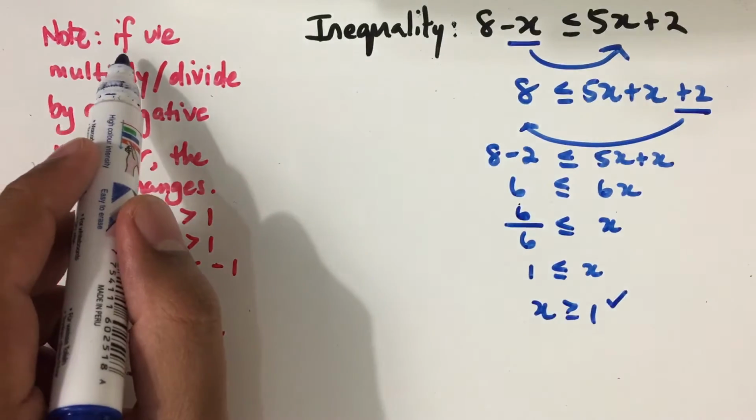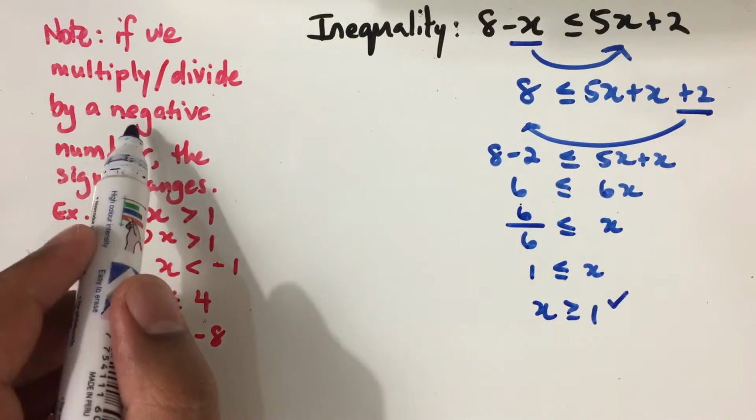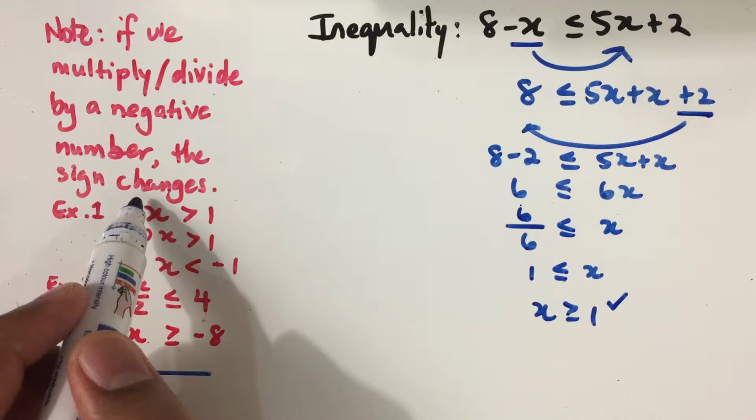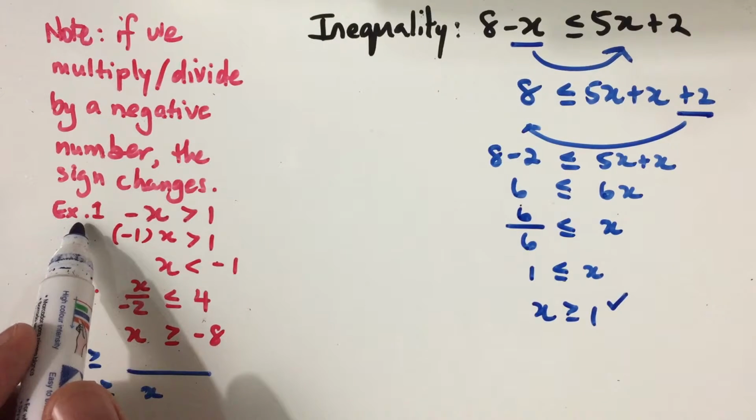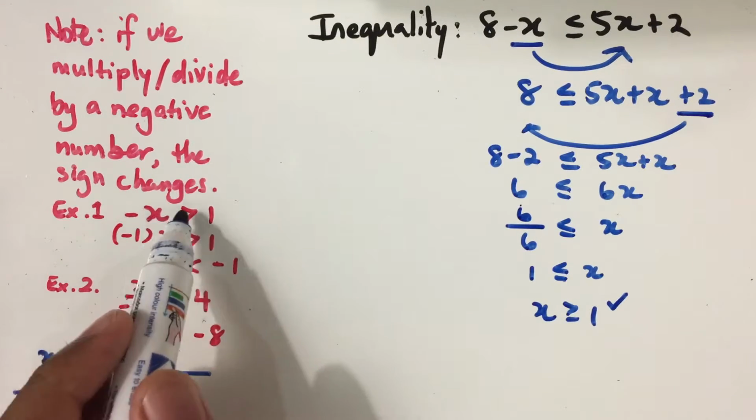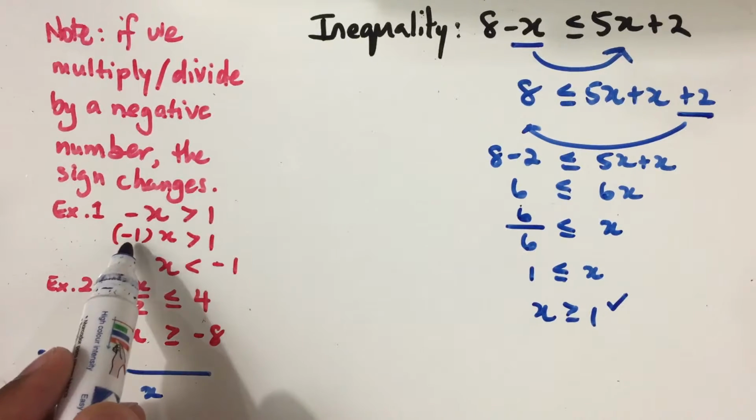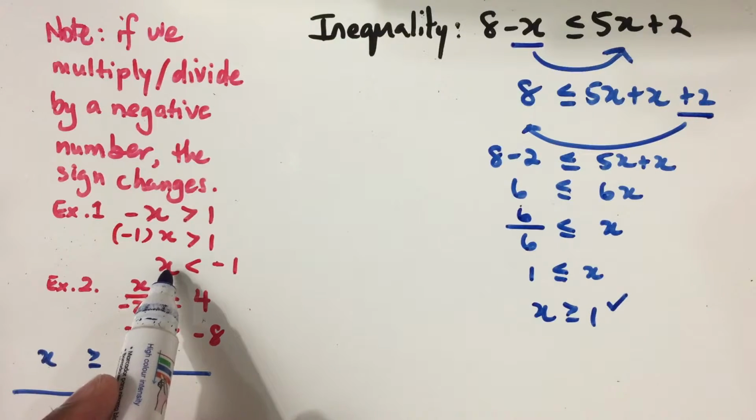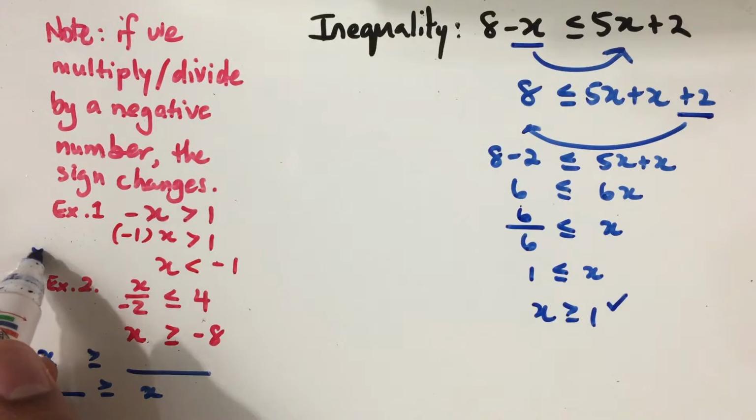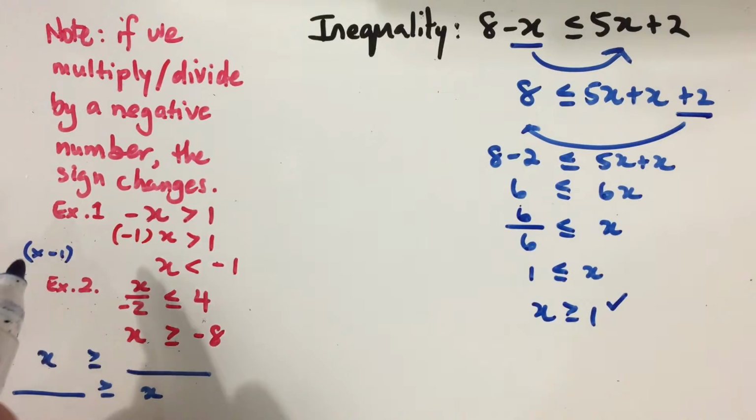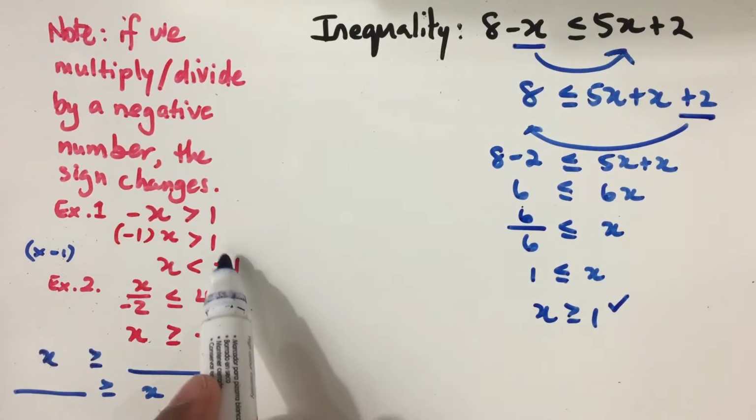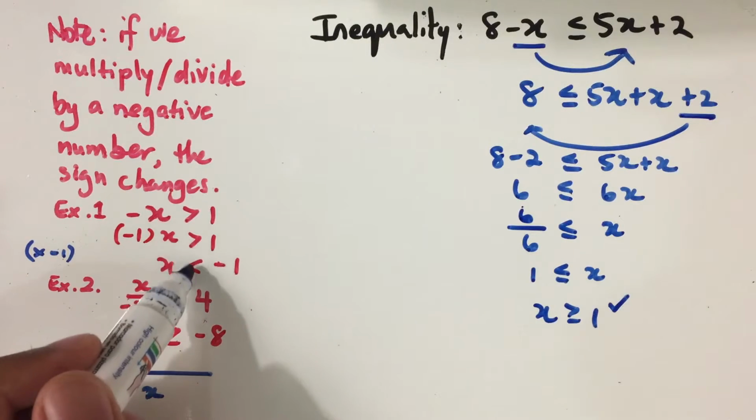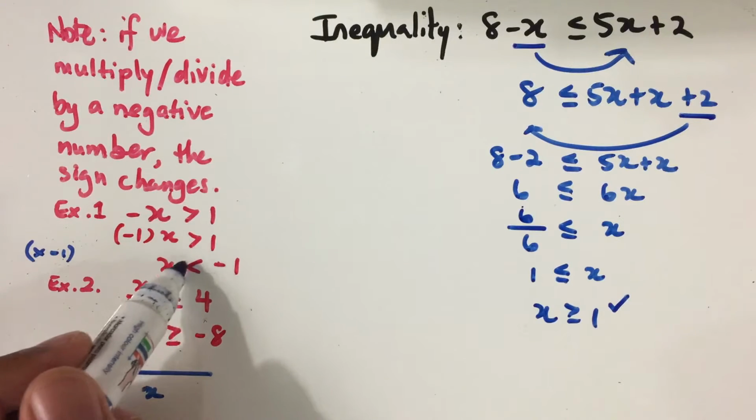Okay, look at this. If we multiply or divide by a negative number, the inequality sign changes. Okay? Let's look at this example. We have negative x is greater than 1, and that's the same as negative 1 times x is greater than 1. If we want to get x alone, we can multiply by negative 1 on both sides. So the negative 1s would cancel, and now we have 1 times negative 1. That will give us negative 1. And look how the inequality sign changes from greater than to less than.